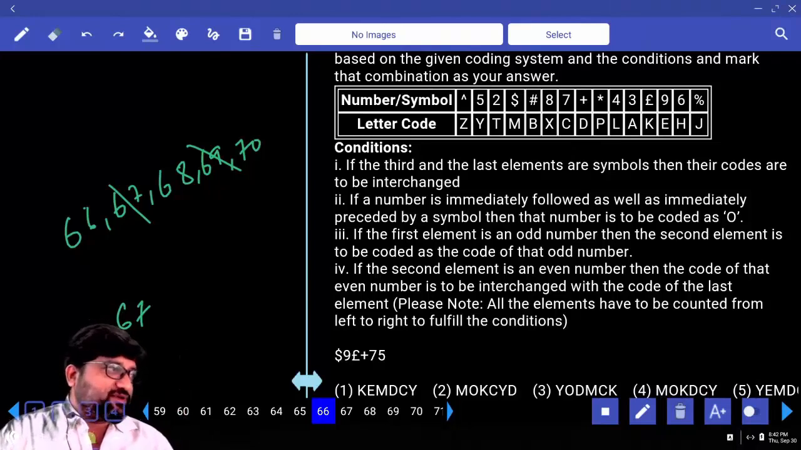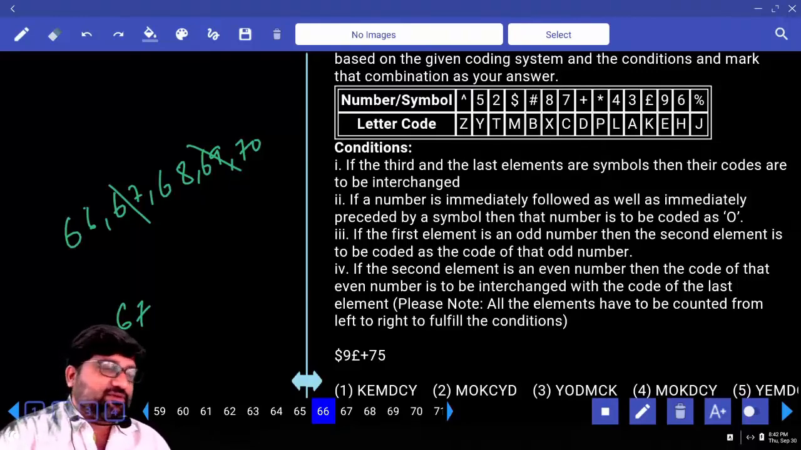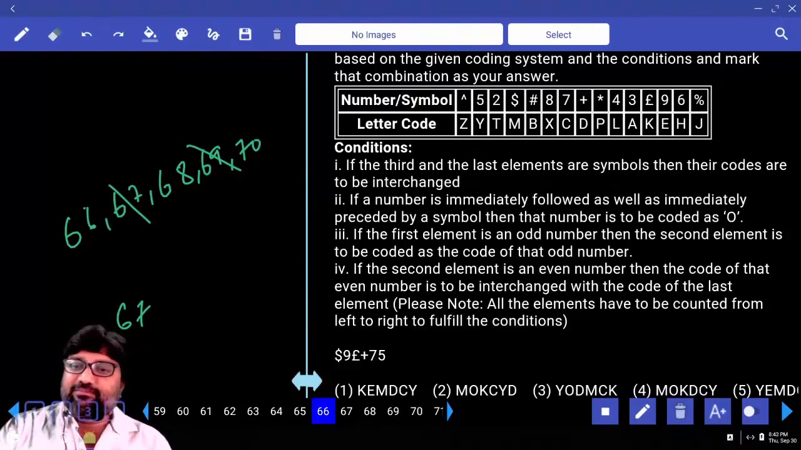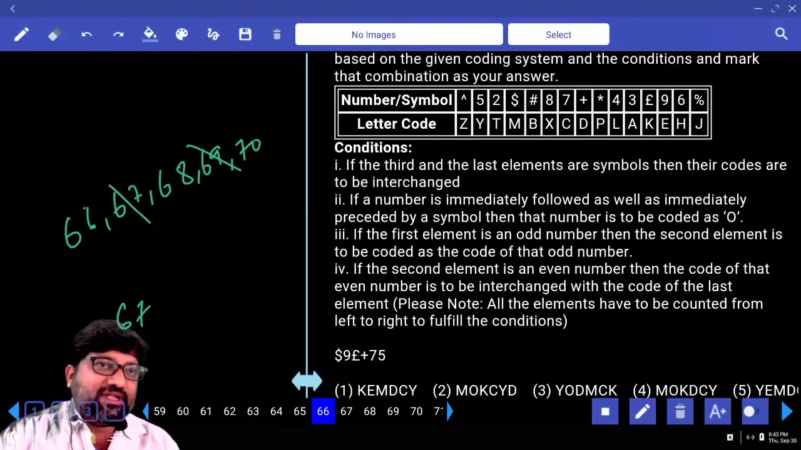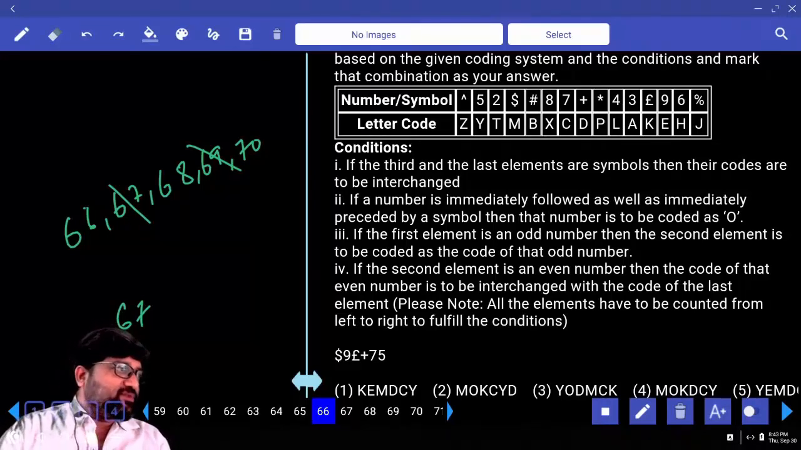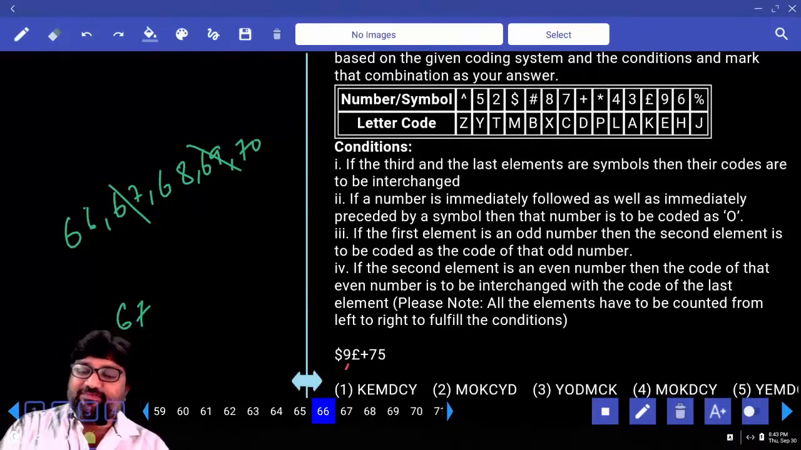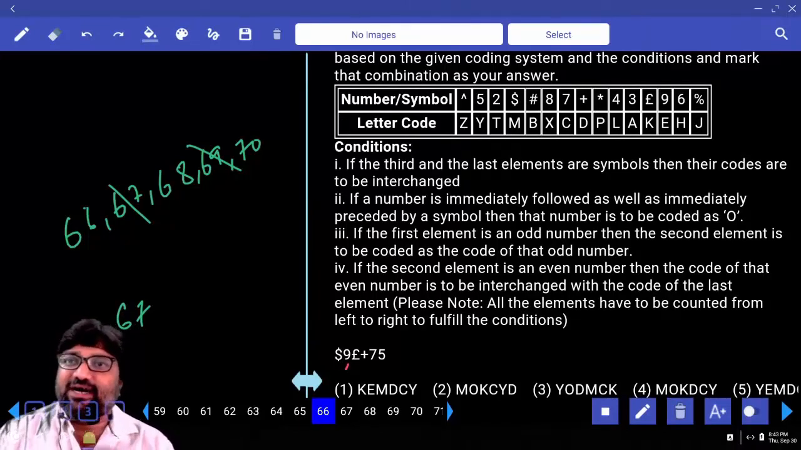Second rule. First rule is done. We'll go with the second rule. What's the second rule? If a number is immediately followed as well as immediately preceded by a symbol, then that number is to be coded as O. It's not 0, it's O. You're talking about alphabets. All the numbers and symbols are coded as alphabets. So a number immediately preceded and followed by a symbol. Come on, 66. Is this rule applicable? Yes. Then automatically this 9 should become O, because 9 is a number which is immediately followed and preceded by a symbol.